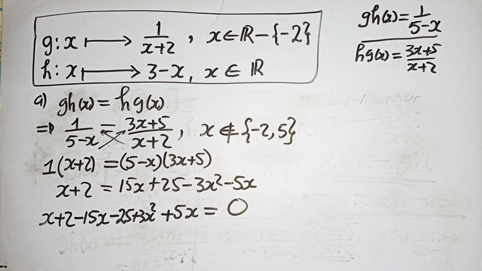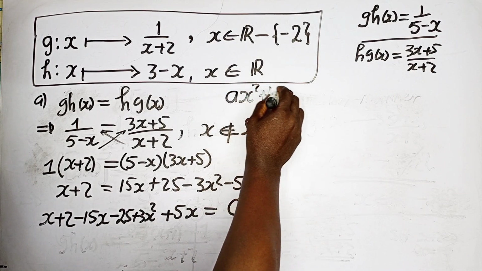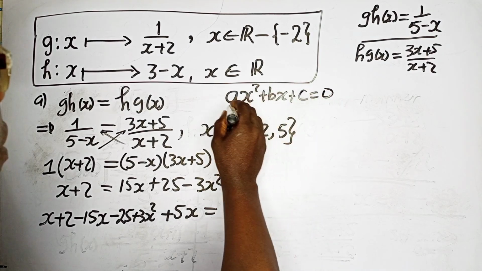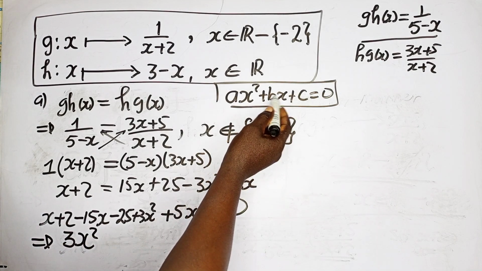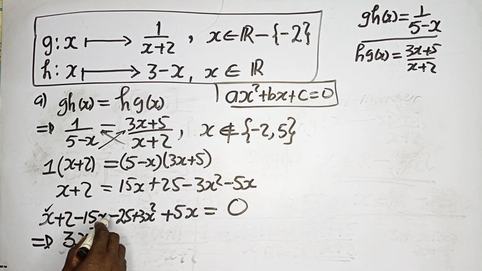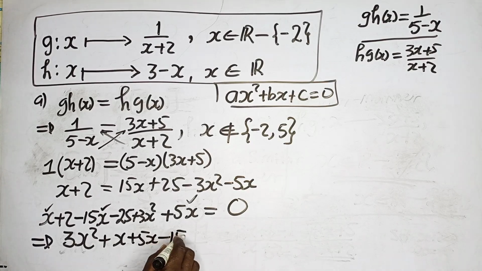Now we want to arrange everything. You remember the general nature of a quadratic equation is ax squared plus bx plus c equals 0. That's the general nature of a quadratic expression or quadratic equation. We'll start with the leading term. This is our leading term, so we have 3x squared. We'll now go to the x term, the things in x. We have this, we have this, we have this. So we have plus x plus 5x minus 15x.